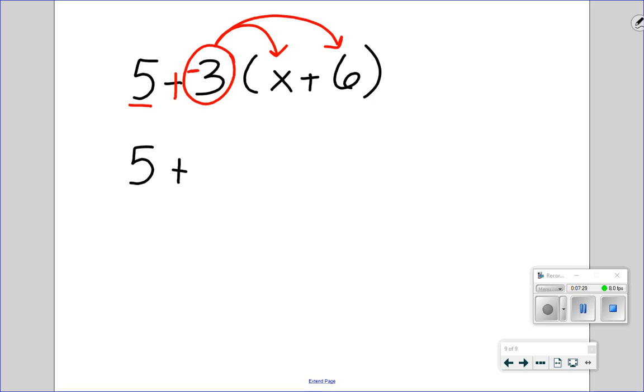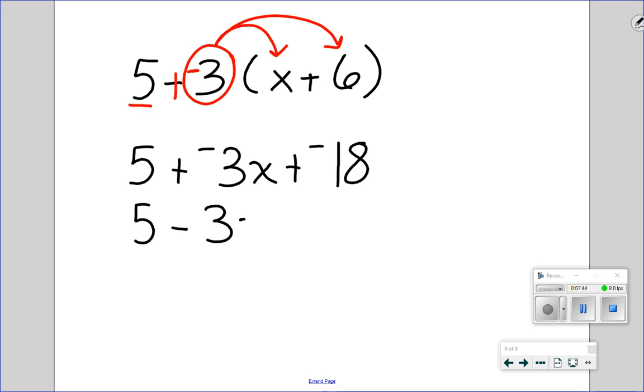So we're going to have negative 3 times x is negative 3x. And then drop the plus sign. Negative 3 times positive 6 is negative 18. Now, if you prefer to write it with a minus sign, that is the same thing, and you can write that either way. Instead of plus negative 3x and plus negative 18, it means the same as minus 3x and minus 18, so whichever you prefer. Now the next thing is to combine like terms, and I do have like terms.